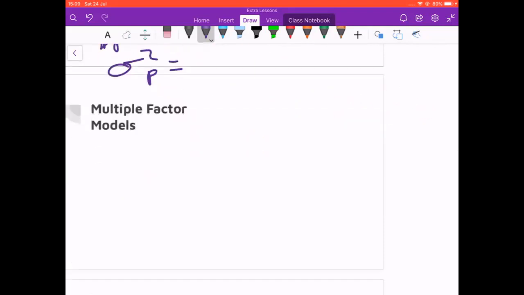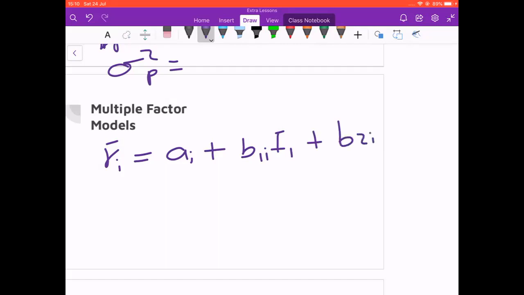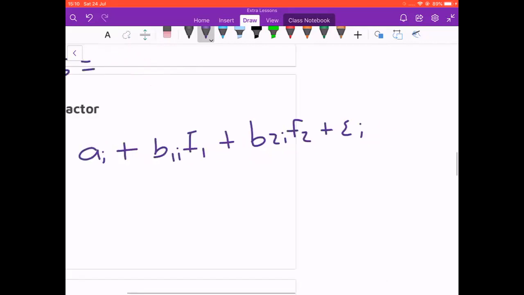So for multiple factors, in our course, normally when they talk about multiple factors, they just say: let's say you have the returns of i, so you're going to have the intercept plus the factor loading for factor 1 plus the factor loading for factor 2. Normally, this is what they write. You can have an extra one, like b3 times F3, so you can have as many as you want.